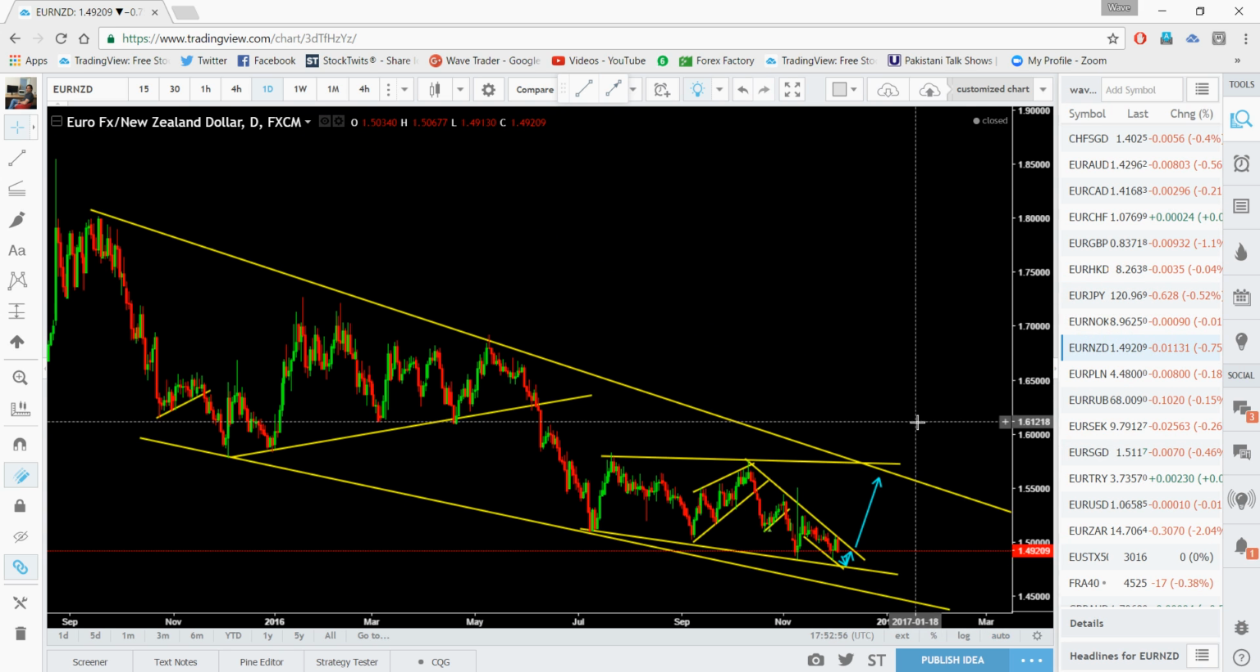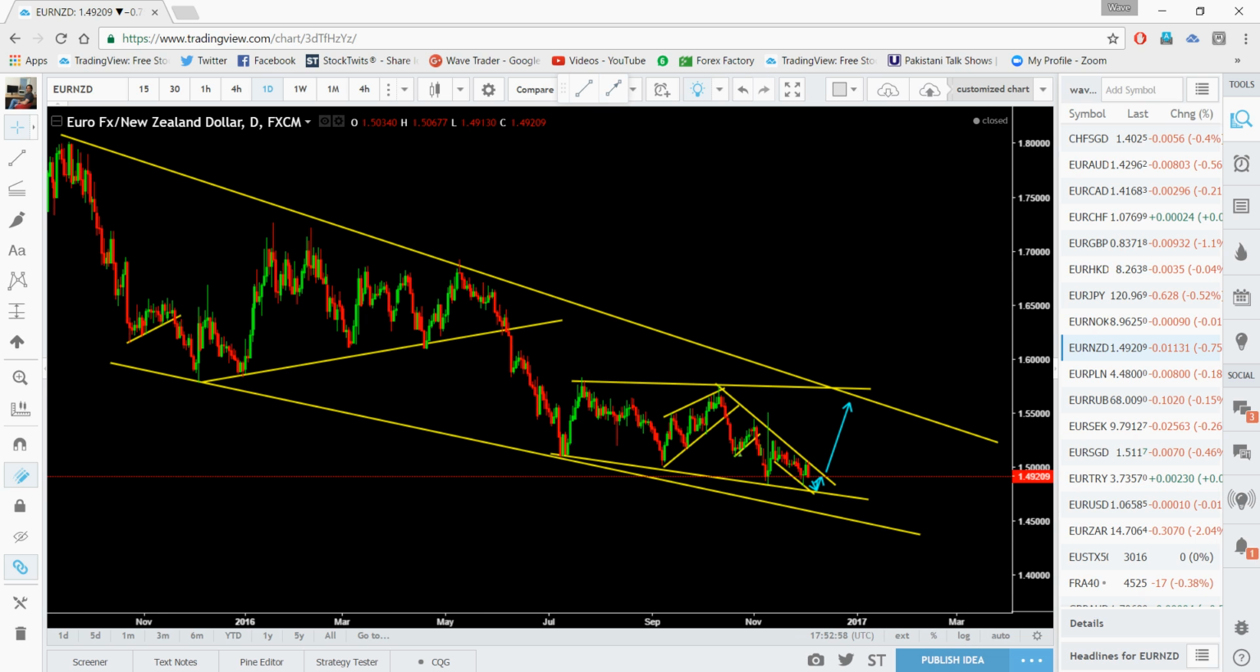So in Euro New Zealand, I'm anticipating that we're going to get this trade. We're going to look for buy here at this place. Okay, I have done that.